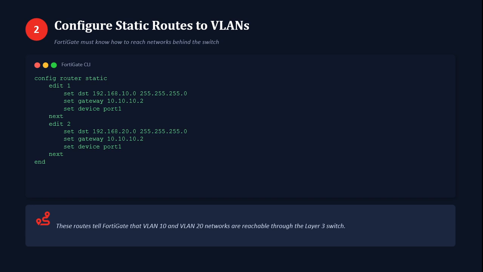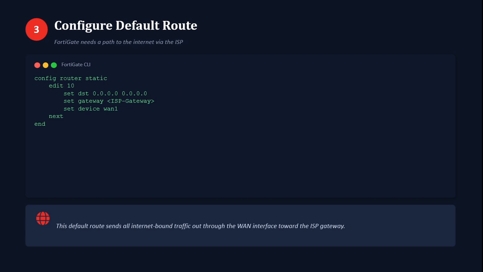You need to add the VLAN 10 network, then create a new static route and add the VLAN 20 network. So simple. The second step is configuring the static routes to the VLANs. In the set gateway, it will be my switch uplink IP. Okay, so let's go to the third step: configure the default route. Config router static, set gateway to the ISP gateway, set device WAN 1.